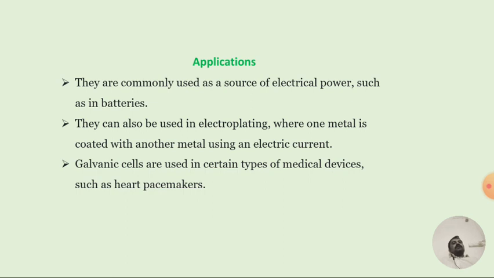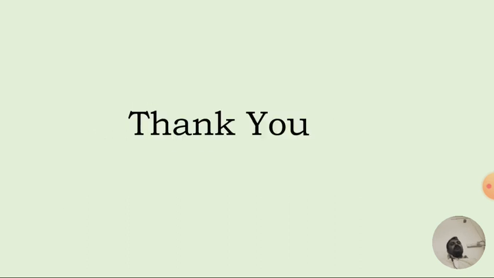Galvanic cells are commonly used as a source of electrical power in batteries. They can also be used in electroplating, where one metal is coated onto another metal using electric current. Galvanic cells are used in certain types of medical devices such as heart pacemakers, because we can make them small.